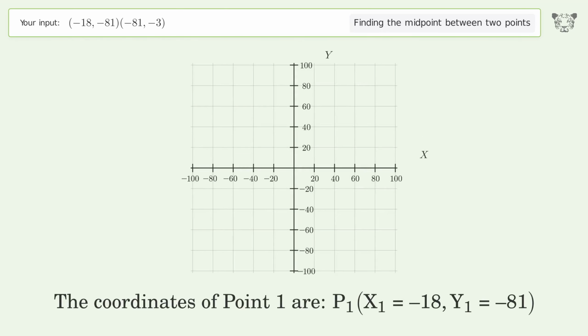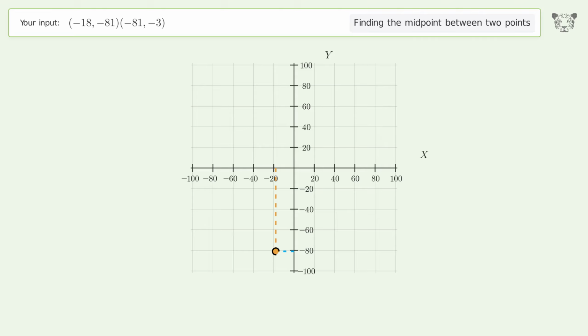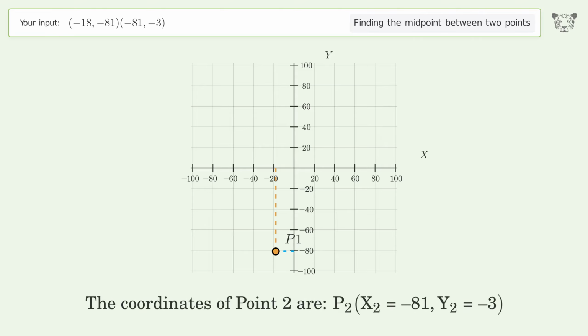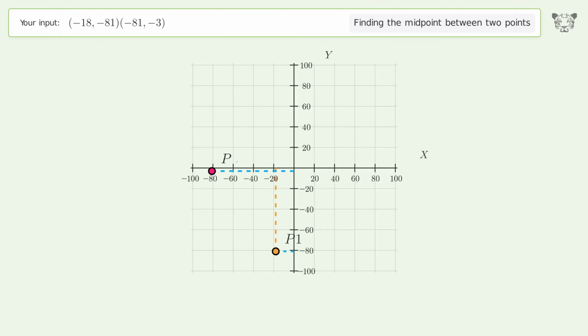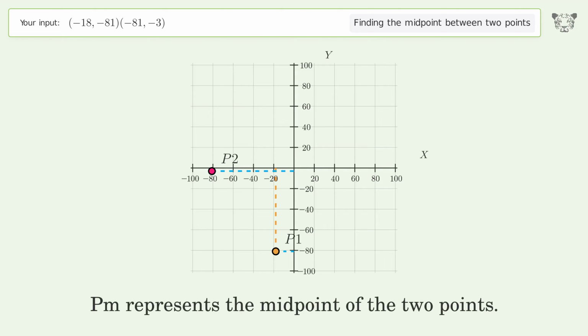The coordinates of point 1 are, x1 equals negative 18, y1 equals negative 81. The coordinates of point 2 are, x2 equals negative 81, y2 equals negative 3. PM represents the midpoint of the 2 points.